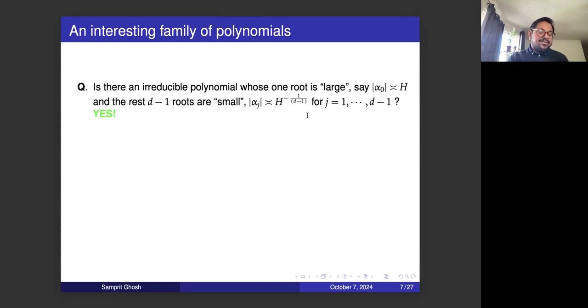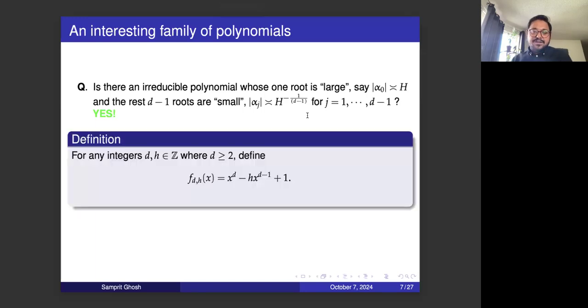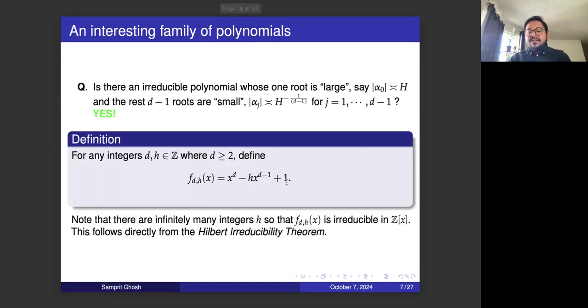Yes, we were able to find a family of such polynomials. So here's the family. For any integers d and h, you consider the polynomial x to the d minus h x to the d minus 1 plus 1. Note that for infinitely many h, this polynomial is irreducible in Zx. And this can be seen directly from the Hilbert irreducibility theorem.